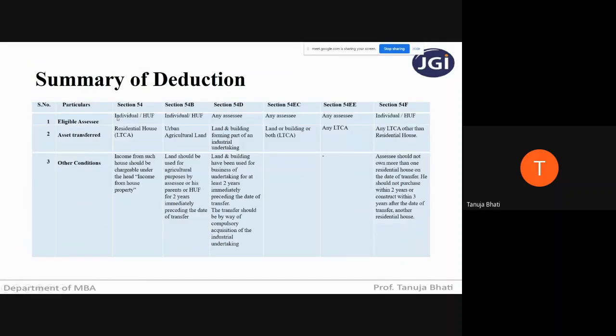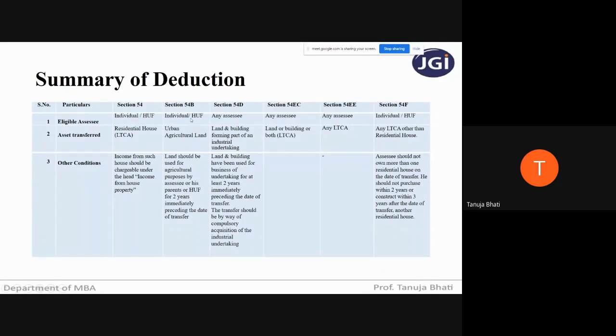Now, quickly, we'll just see a summary of the deductions and then we'll proceed with the problems considering deductions. So we know section 54, 54B, 54D, section 54EC, 54EE and 54F are certain types of deductions that are given when you compute capital gains. So quickly we will see section 54. It is available only to individual and HUF, where the asset transferred should be a residential house, and this house should be chargeable under the head of income from house property.